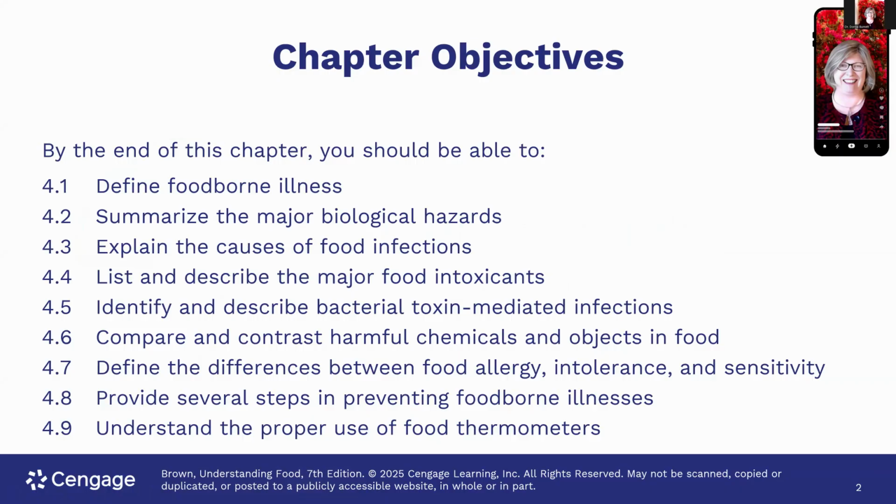Let's get started. By the end of this chapter, you should be able to define foodborne illness, summarize the major biological hazards, explain the causes of food infections, list and describe the major food intoxicants, identify and describe bacterial toxin-mediated infections, compare and contrast harmful chemicals and objects in food, define the differences between food allergy, intolerance, and sensitivity, provide several steps in preventing foodborne illness, and understand the proper use of food thermometers.